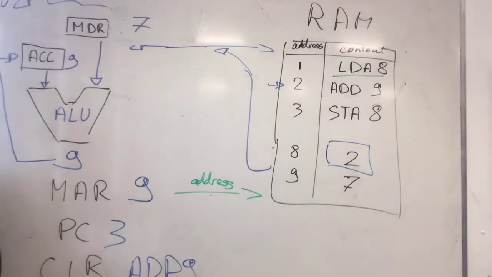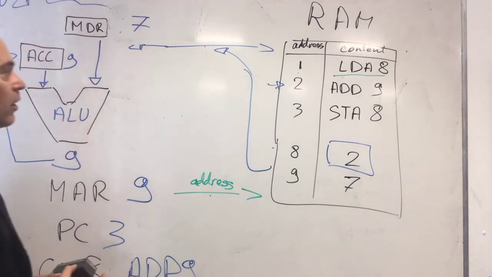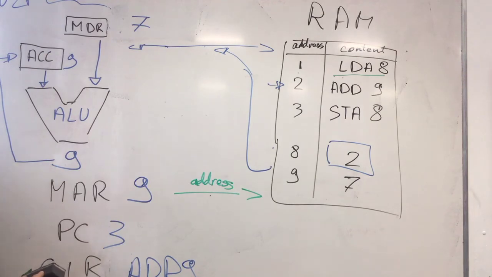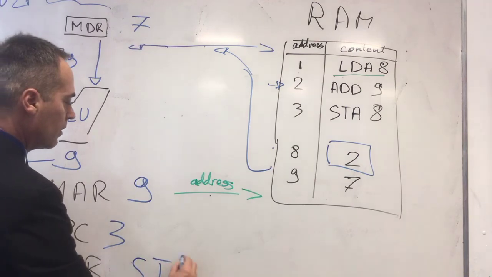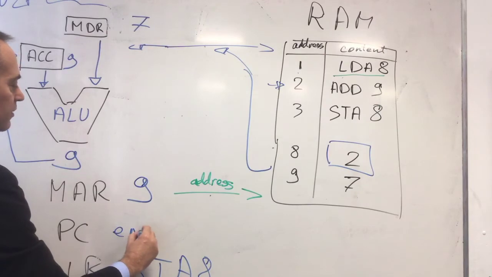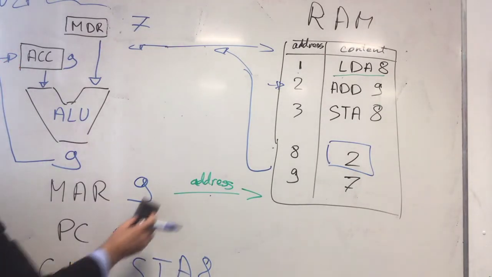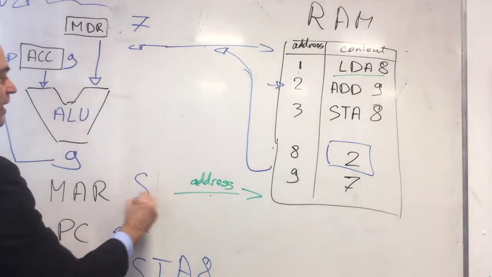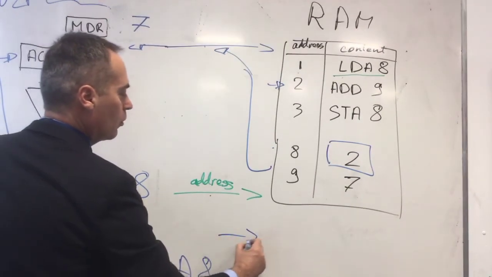So we move on to the last one. That's the last instruction for our program counter, because that's the end of the program. We need STA 8. So STA 8 will have been fetched. So we've got STA 8 over here. We are going to send the address 8. But this time, it's going to be a store operation.